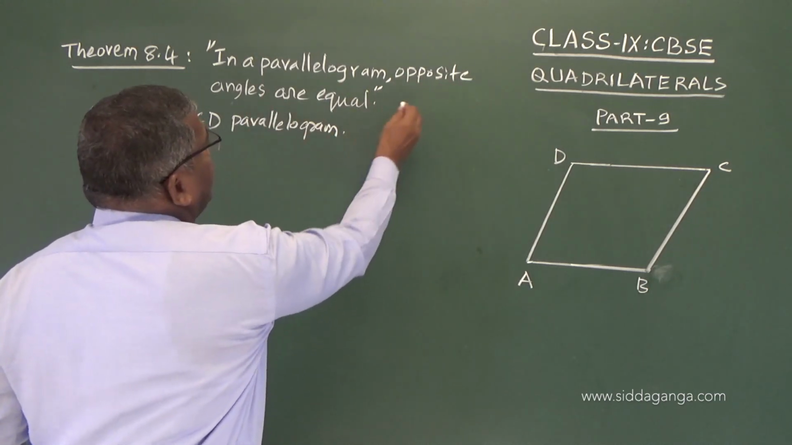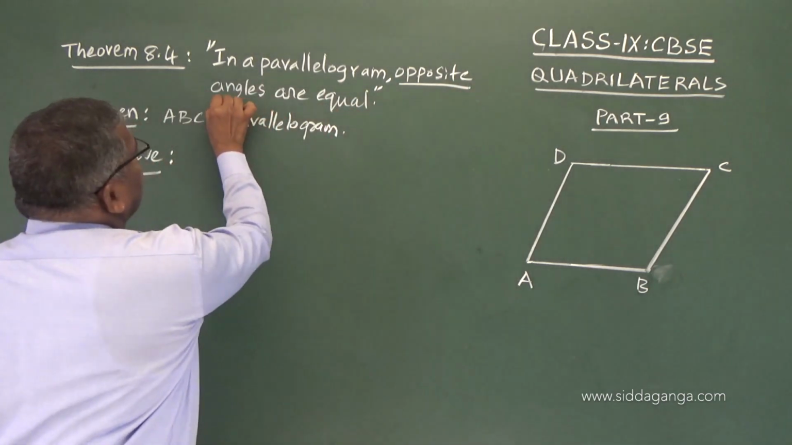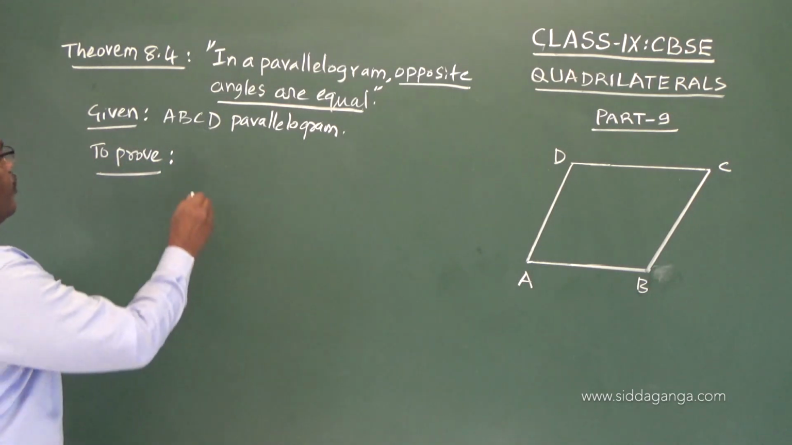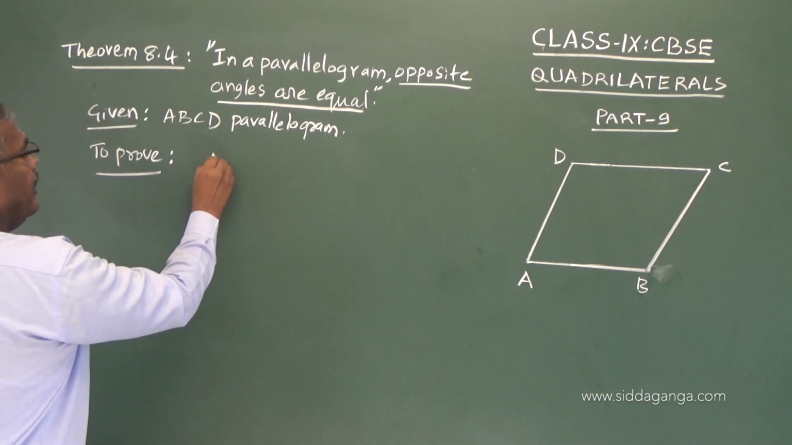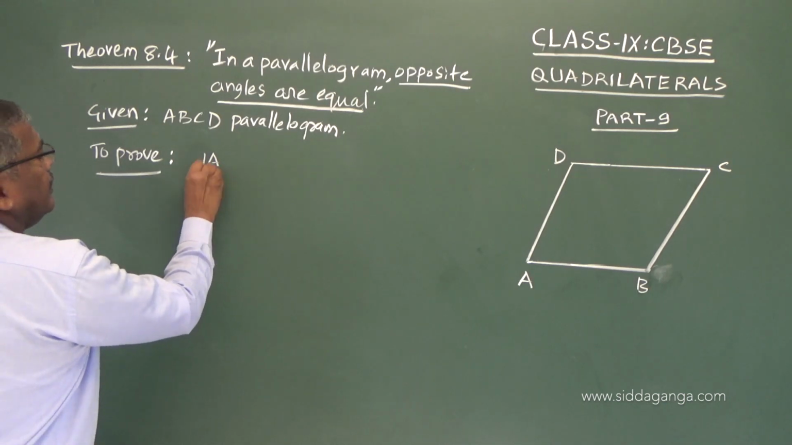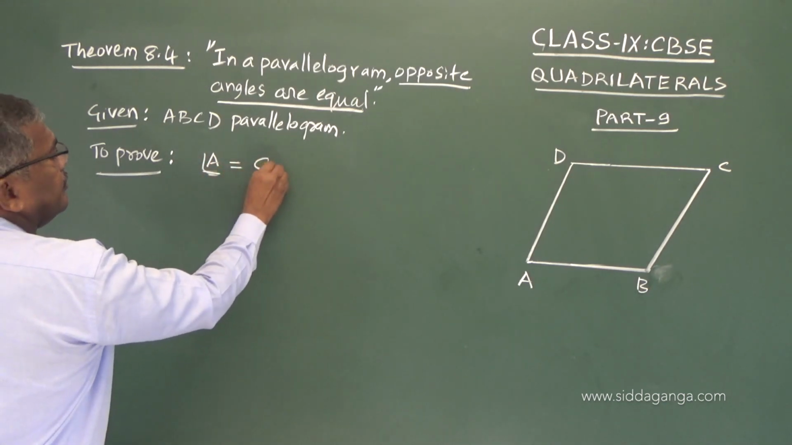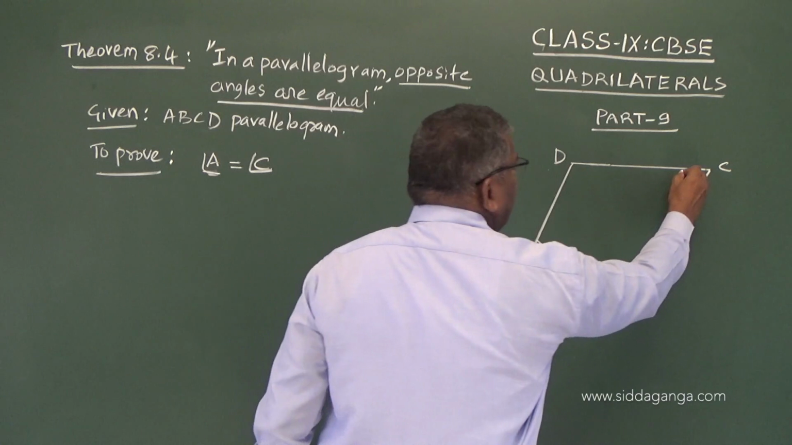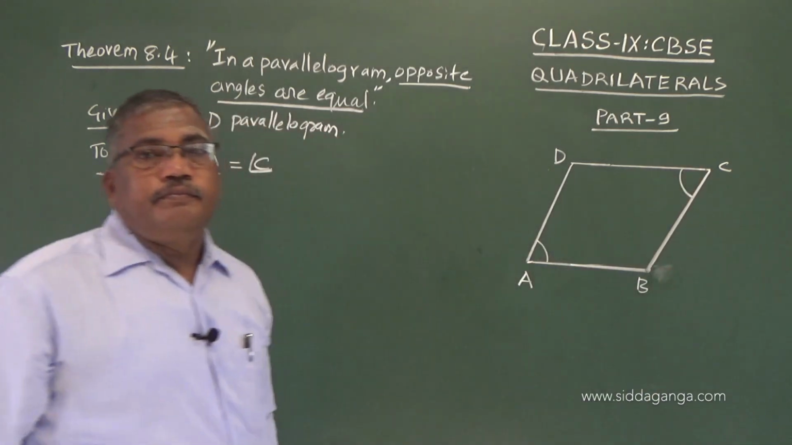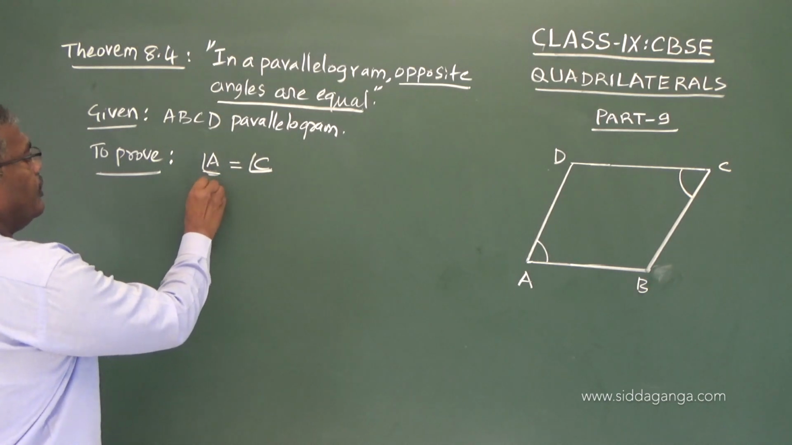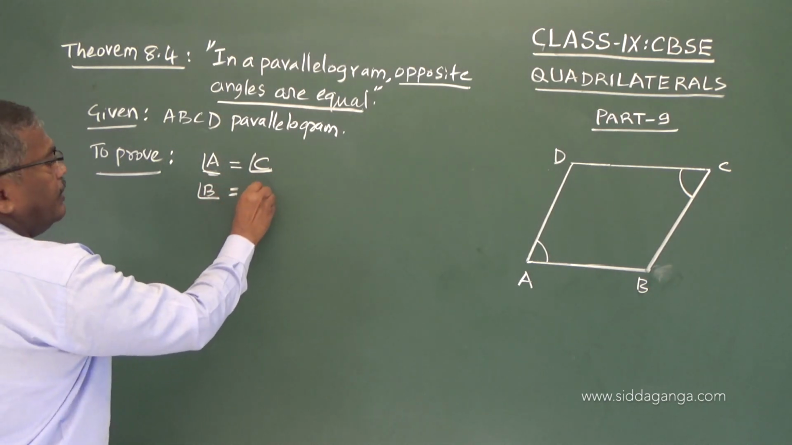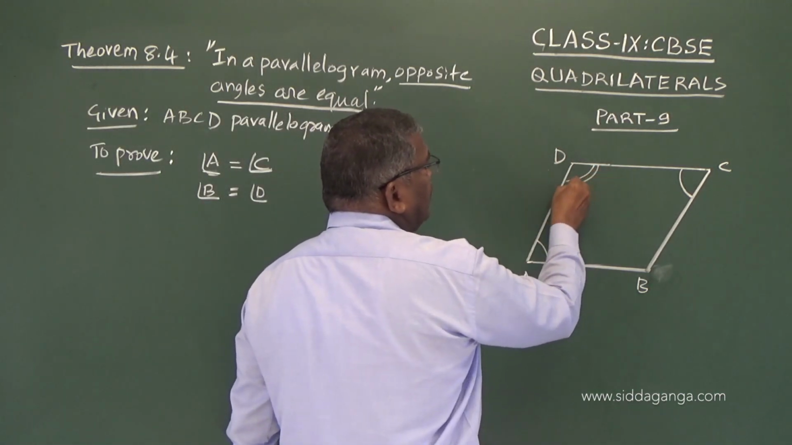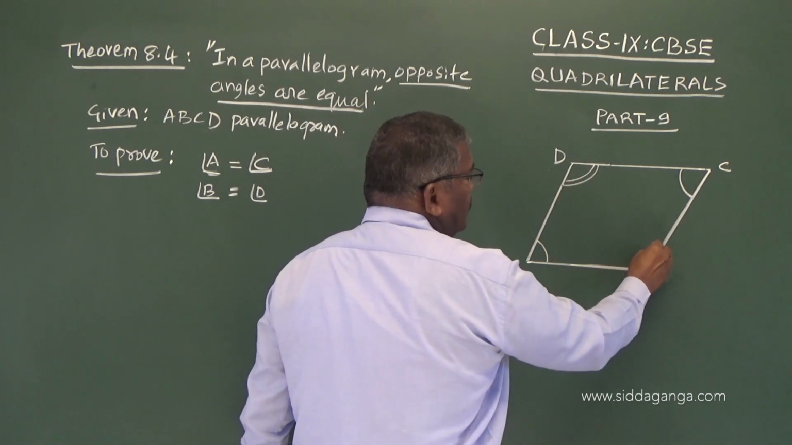Opposite angles are given. So this is what is to be ascertained by us or to be proved by us. So that means we have to prove angle A, the opposite angle, is equal to angle C. Angle A is equal to angle C. We have to prove that this angle is equal to this angle. And at the same time, we have to prove that angle B is equal to angle D. This is what we have to prove.